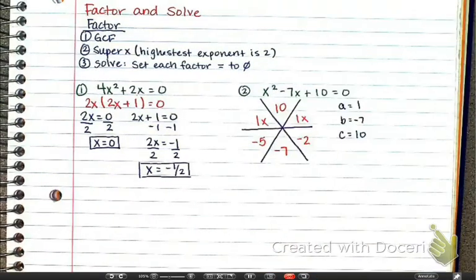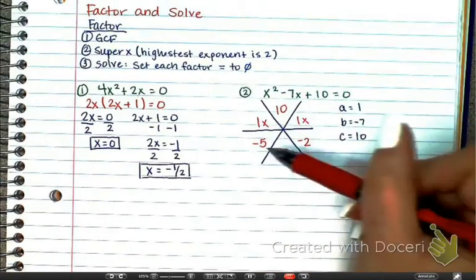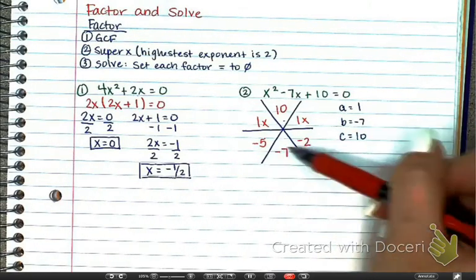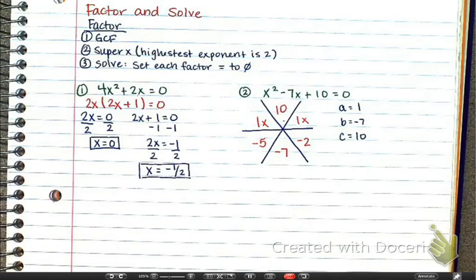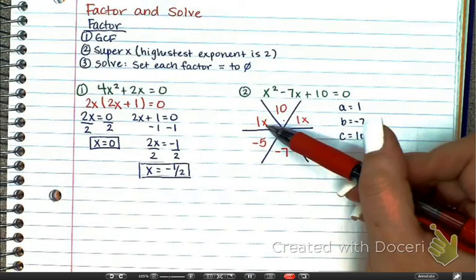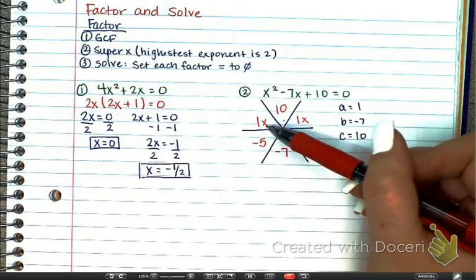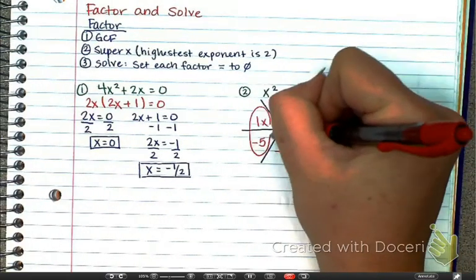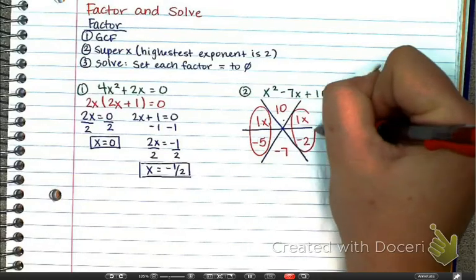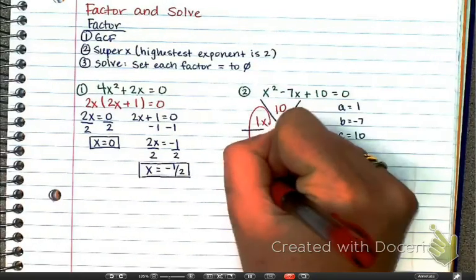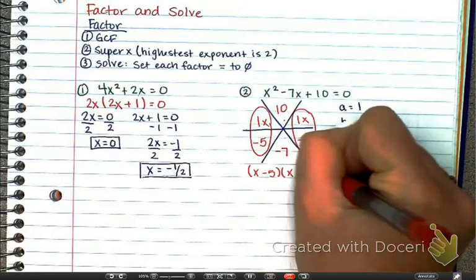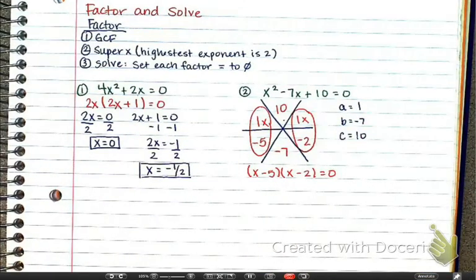Do we agree with that? Let's just check. -5 times -2 is +10. -5 minus 2 is -7. Because my leading coefficient, the number in front of x squared, is 1, I don't have any reducing to do. So those are going to be my factors. So I have x minus 5 and x minus 2, and I still have it set equal to 0 because I need to solve.